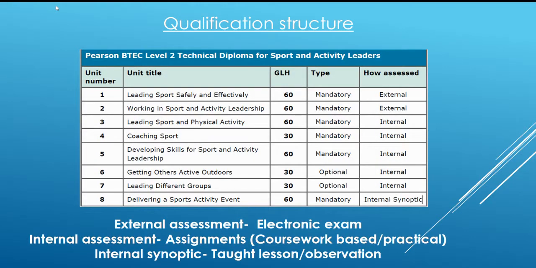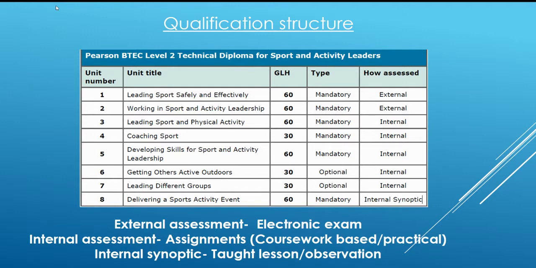So in front of you, you can see the qualification structure. Now, as we go through, some of them are mandatory, which means we must do those units, and some of them are optional. Some are assessed externally and some are assessed internally. When we refer to external assessments, we refer to them as electronic exams. So Unit 1 and 2 are exams, and as we go down throughout the units, the internal assessments refer to assignments. Most of them are practically based, followed up by coursework. Some of them are just coursework based.